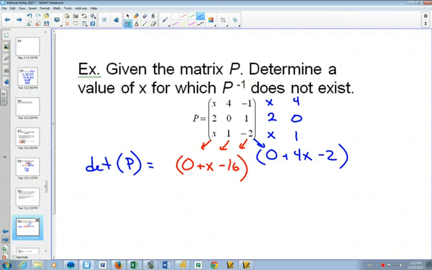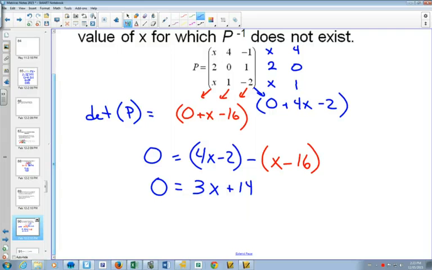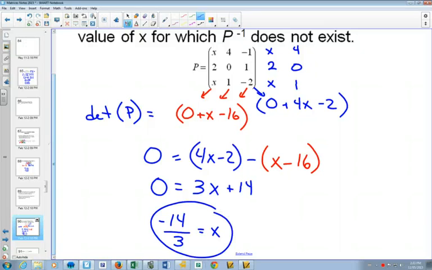So it's our blue diagonal, which is 4x minus 2, minus our red diagonal, which was x minus 16. That's going to equal 0 if it doesn't exist. So simplifying this, we're going to get 3x, negative 2 minus a negative 16 will be plus 14. So when x is equal to negative 14 over 3, then we won't have an inverse, and it won't exist.